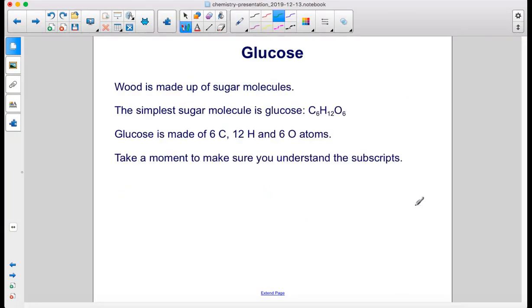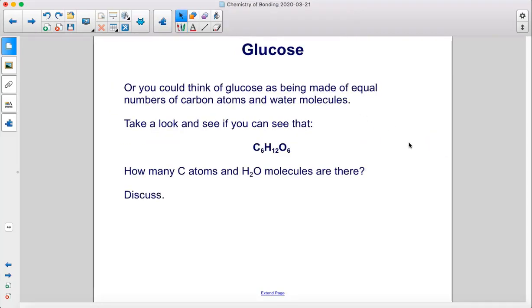Wood is made up of sugar molecules. The simplest sugar molecule is glucose, C6H12O6. Glucose is made of 6 carbon, 12 hydrogen, and 6 oxygen atoms. Take a moment to make sure you understand the subscripts. Or you could think of glucose as being made of equal numbers of carbon atoms and water molecules. Take a look and see if you can see that. How many carbon atoms and water molecules are there?